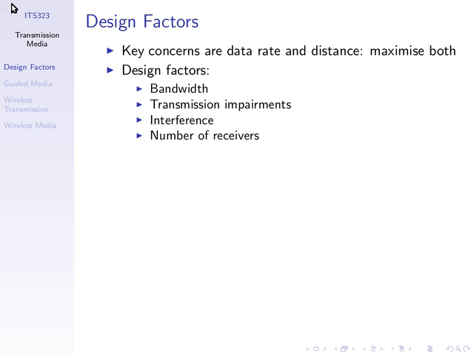First, looking at the things that we're interested in as computer scientists, we're going to talk about what are the different options we have for the different media, and then we'll focus first on wired and then on wireless media. The things we care about when we want to select different transmission media, the main concerns are the data rate and the distance that we can transmit.